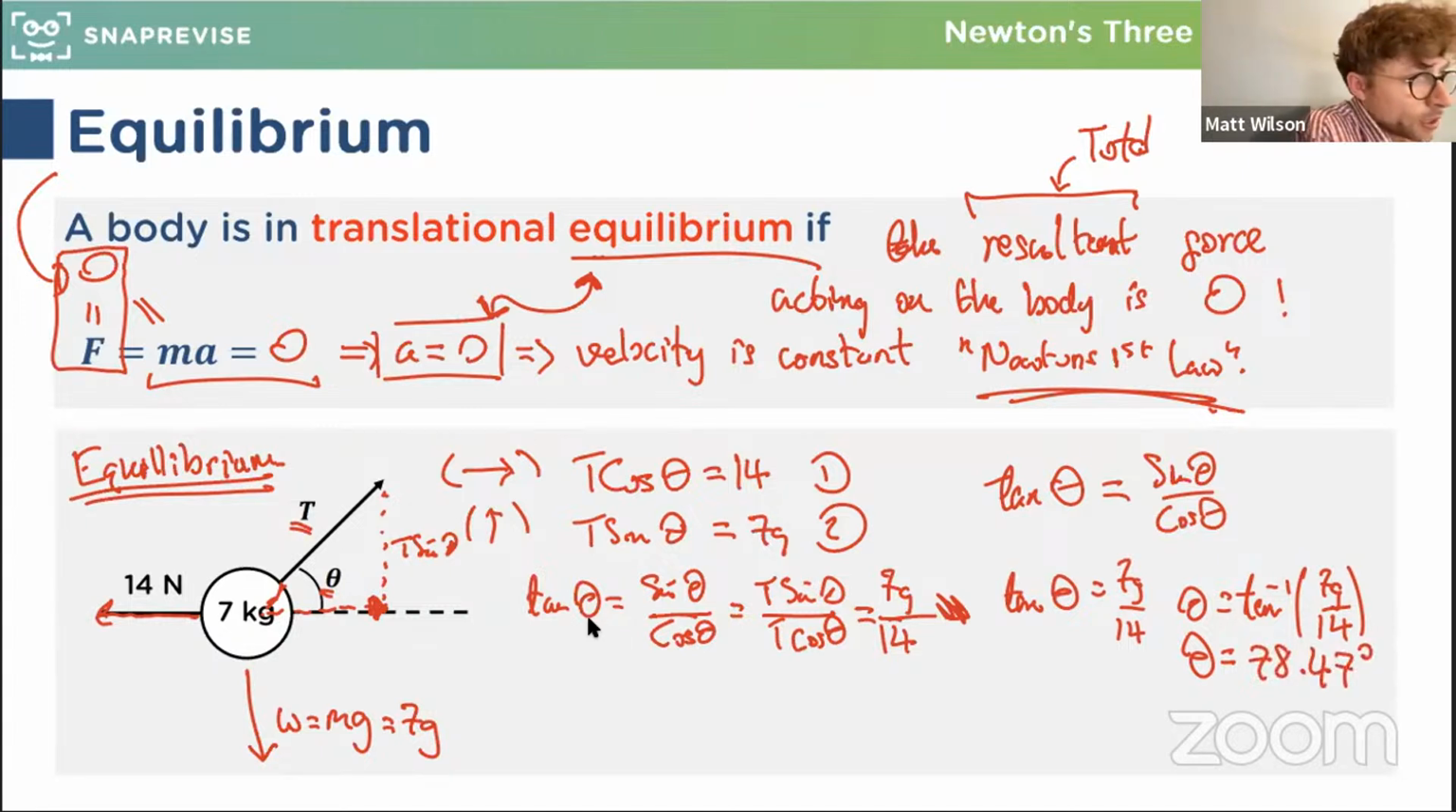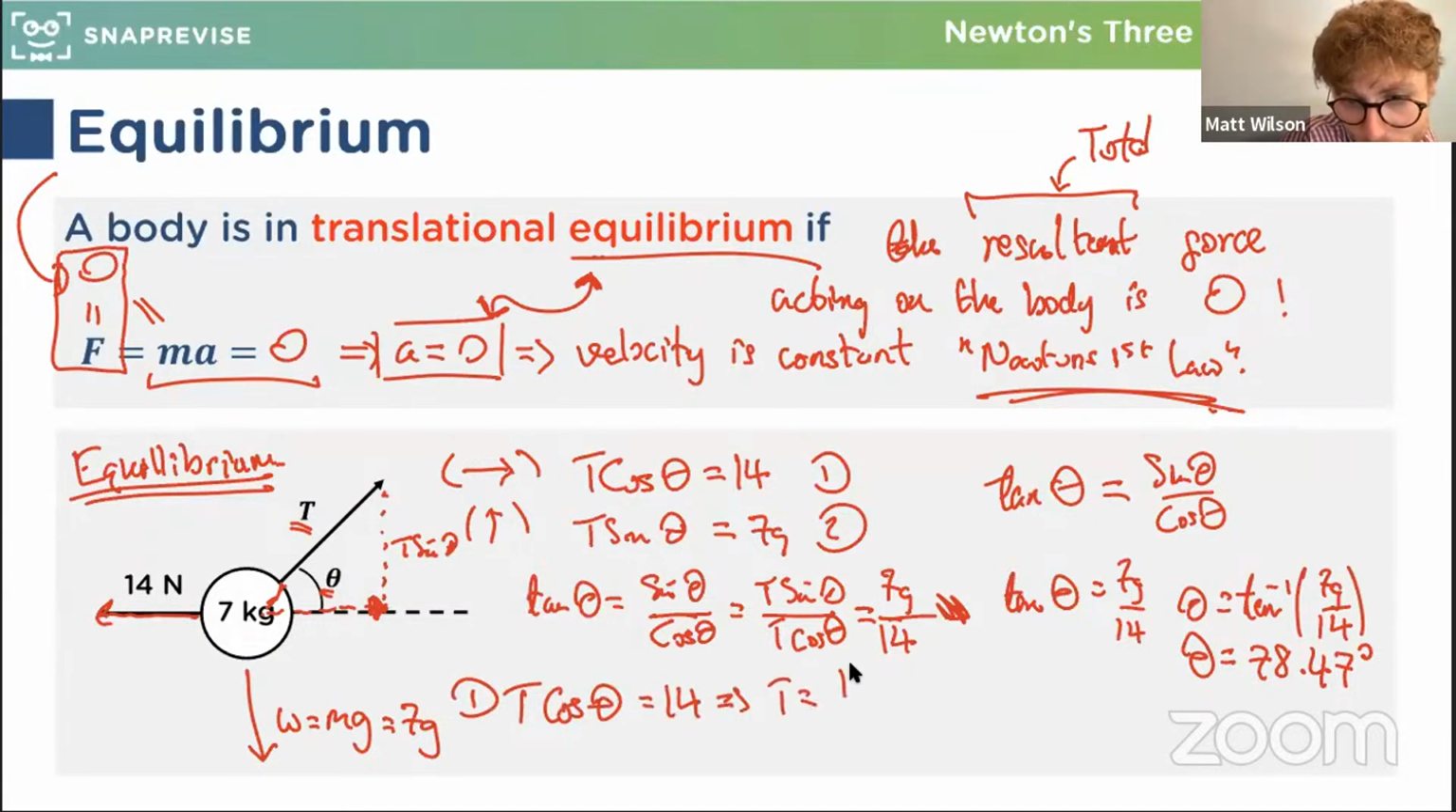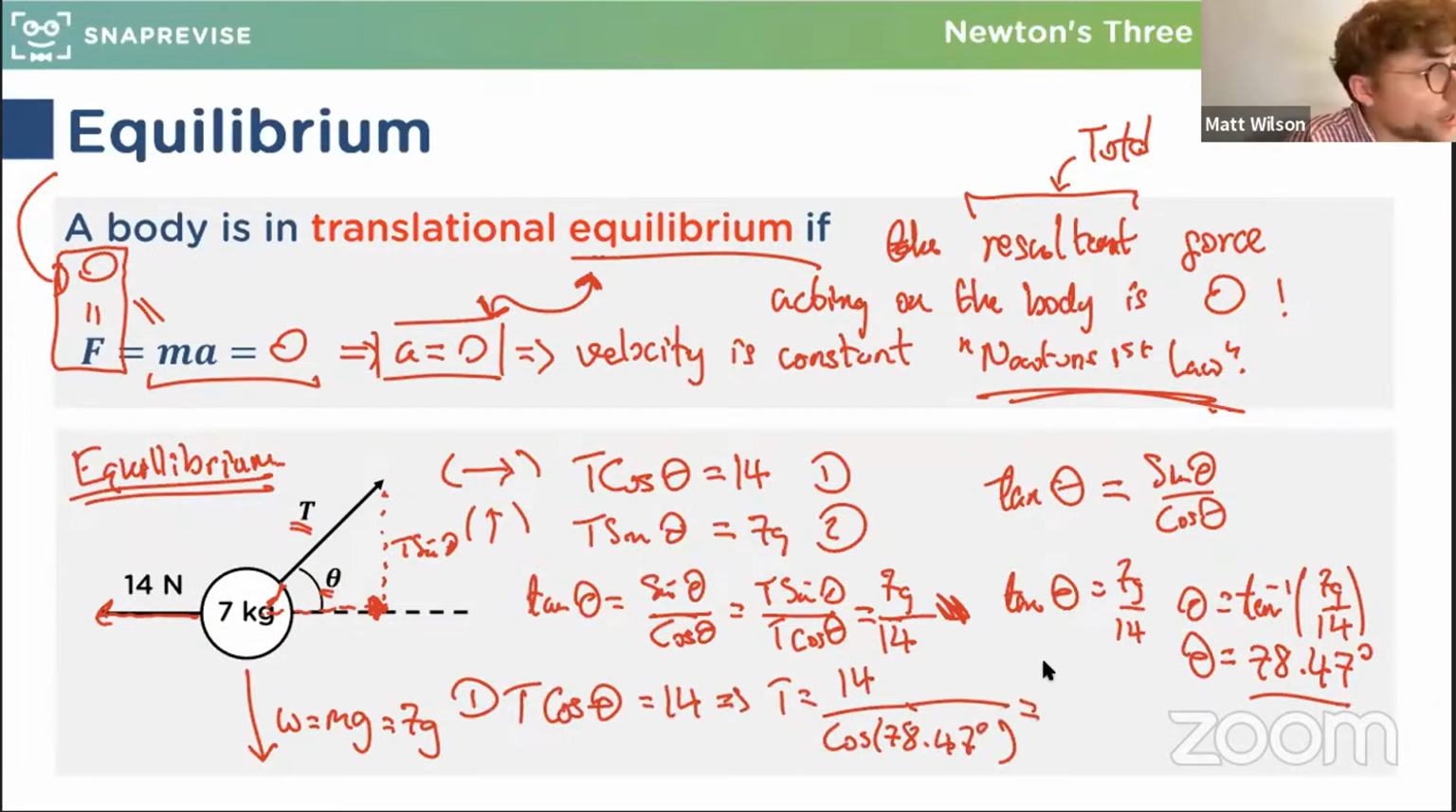Okay, great. Now, since we've already figured out theta, that's great. We can now go back to, say, equation 1 and use it to figure out T. So we know that T cos theta, this is equation 1, is 14. But now that tells us T is equal to 14 over cos theta. And we know theta now. Theta is this explicit number here, 78.47 degrees. So we can check that in a calculator. And if we do that, we'll get 70.08. And that's 70.08 newtons.